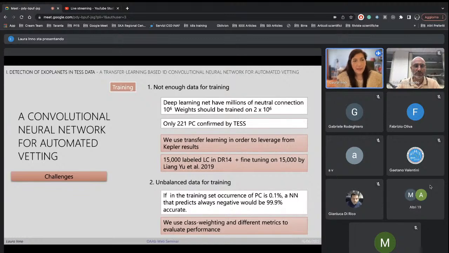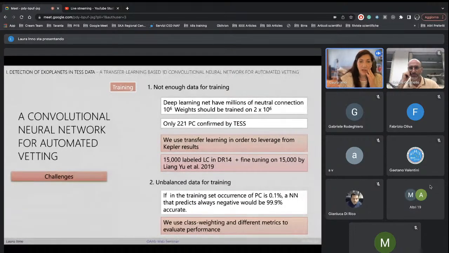So when you try to build a convolutional neural network with supervised learning for classification, what are the main challenges that you have to face? Well, in general, if you want to use deep learning, this means that you have a neural network with millions of connections. In some cases, they are called parameters or weights. You can choose your favorite terminology, but anyway, there are basically millions of connections that need to be learned from the data. So you should have a training set that includes at least twice as much data. Of course, this is always impossible in astronomy.